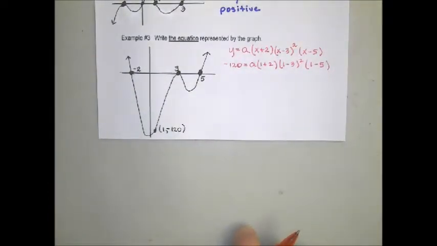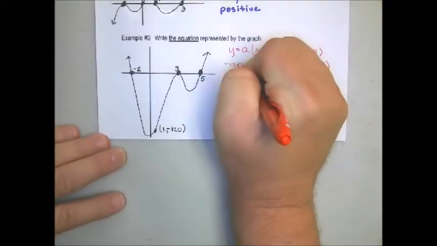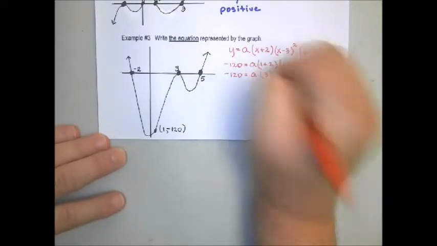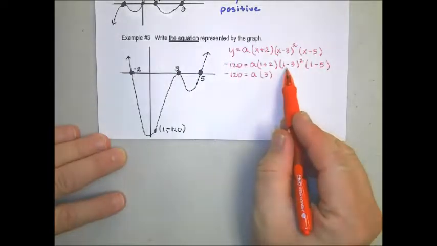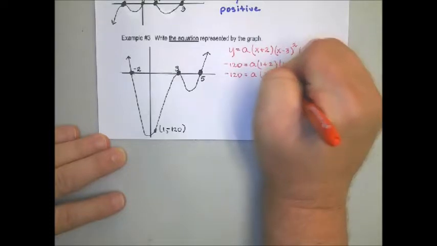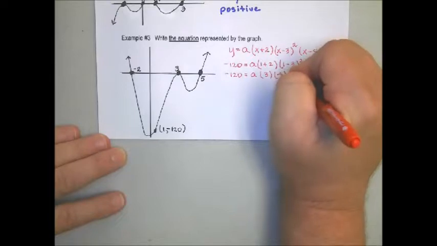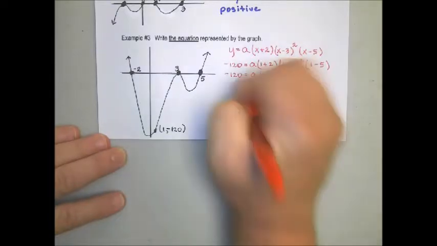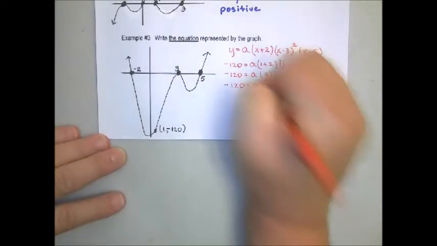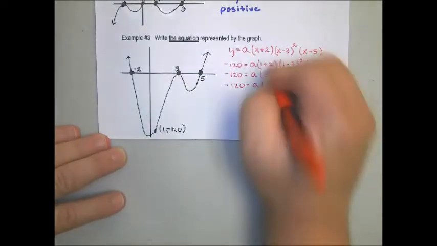Now it's just a matter of simplifying. Negative 120 equals the a value times 3, 1 plus 2. Now 1 minus 3 is negative 2, but negative 2 squared is positive 4. And then 1 minus 5 is negative 4. So negative 120 equals a times 3 times 4 is 12, and 12 times negative 4 is negative 48.